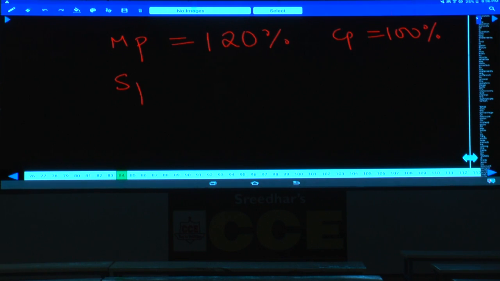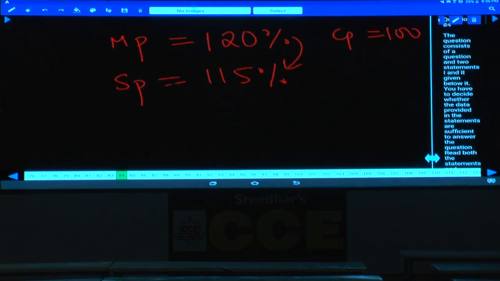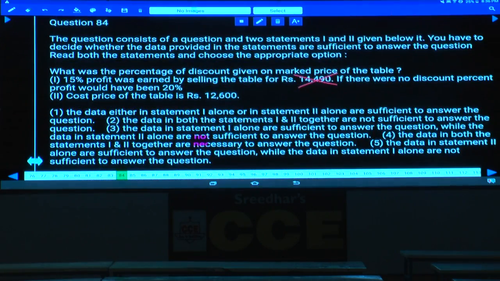But now they are selling it at what percentage of profit? 15%. That means selling price is equal to 115%. You know market price and selling price. Can you calculate the discount percentage offered or not? Yes. You don't need to use this number. 14,490 is also not required. Sure everybody, 1 alone sufficient? Next, second one. Cost price of the table is 12,600. Do you need this?